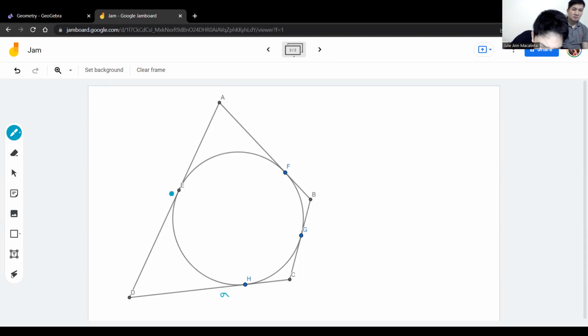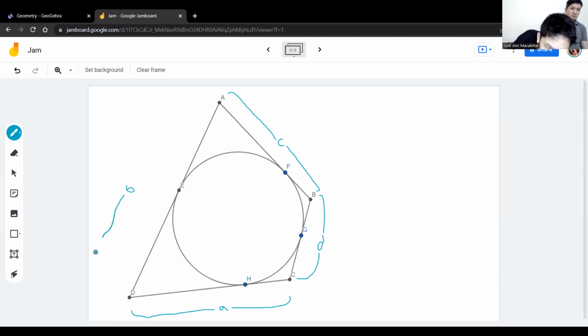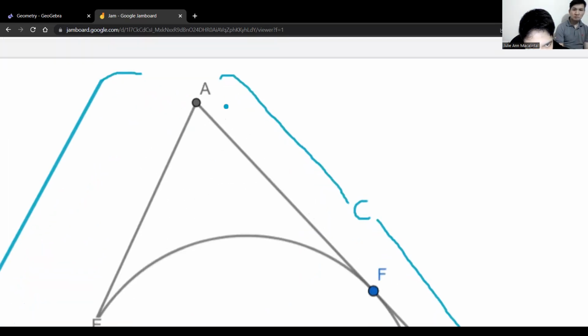B. Wait, I'll just move the A a little backwards. B, C. Well, C is already assigned to it, so C here. And then D. Little bracket. Okay, now I will label these lengths as E.